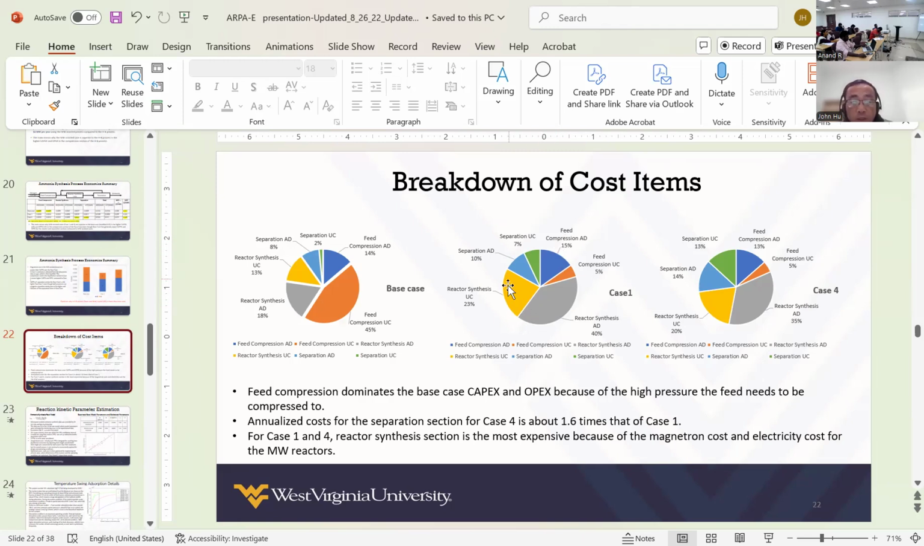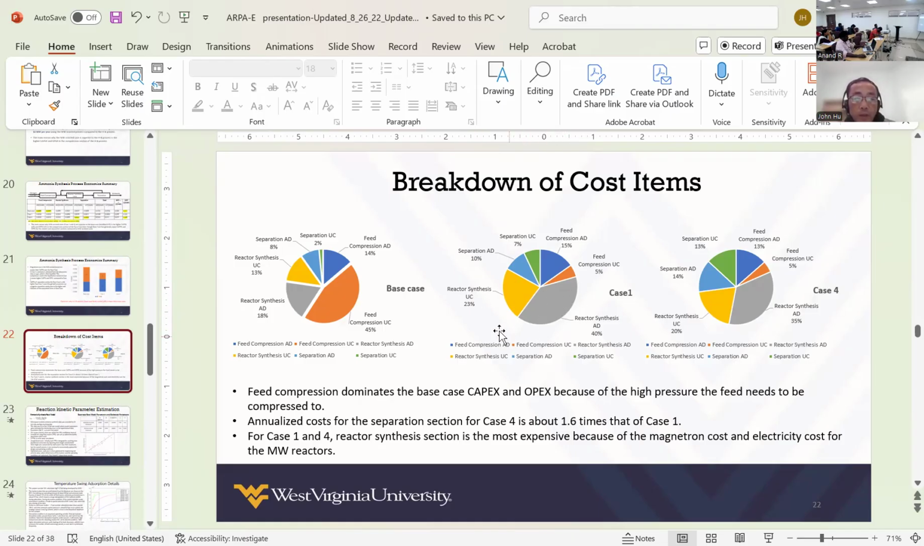So another big difference is the yellow part. Reactor synthesis utility cost in microwave is 23%. Here it's 13%. Why does the microwave have more utility cost in the reactor? In Haber-Bosch, ammonia synthesis is exothermic. Exothermic means once started, it gives out heat, all right? But you have to keep the reactor at 500 degrees C and 250 bar.